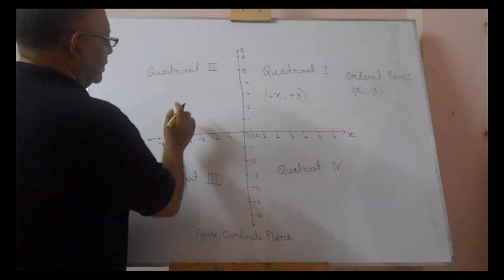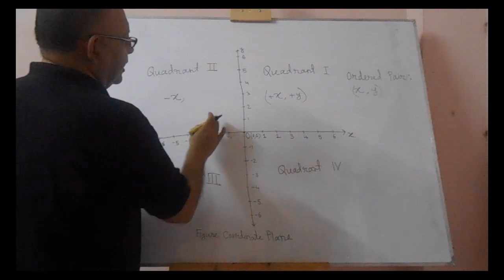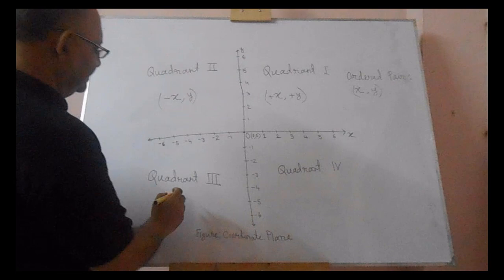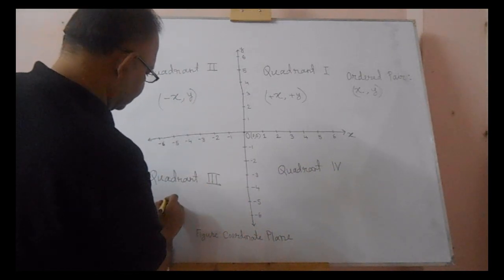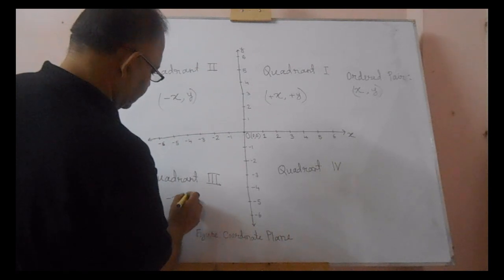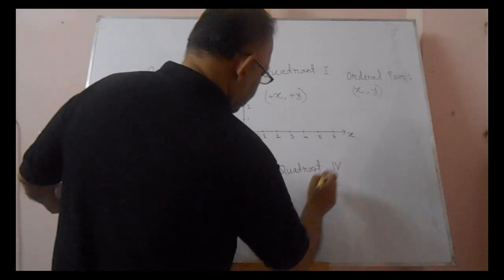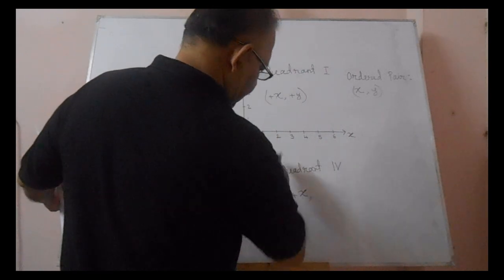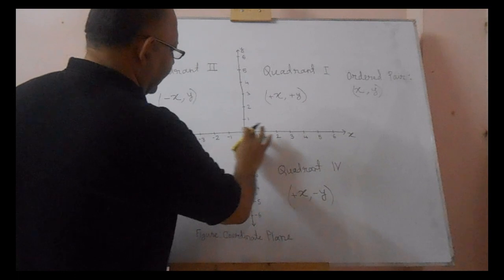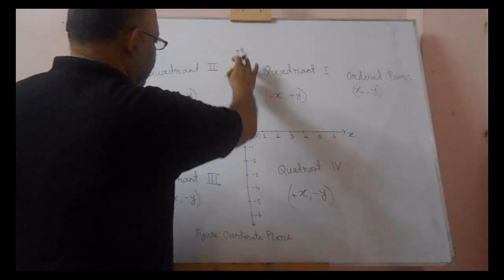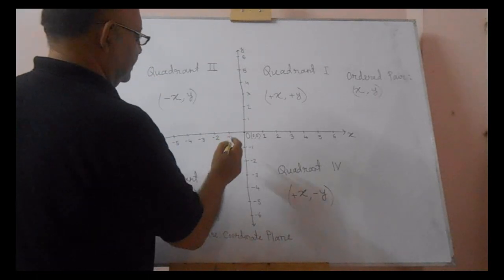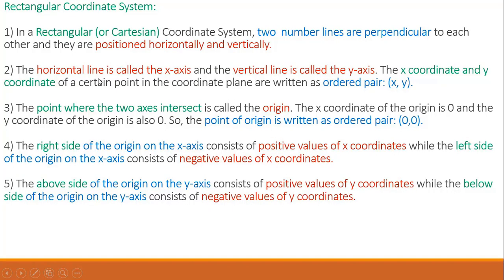Quadrant 2 has negative values of x coordinates and positive values of y coordinates. Quadrant 3 has negative values of x coordinates and negative values of y coordinates. Quadrant 4 has positive values of x coordinates and negative values of y coordinates. Points on the x-axis or points on the y-axis are not in any quadrant. Now we'll summarize what we have learned.